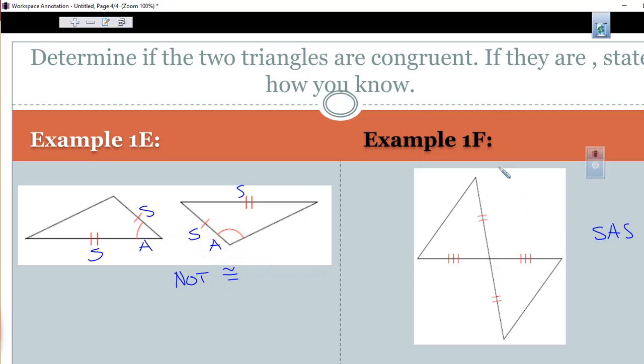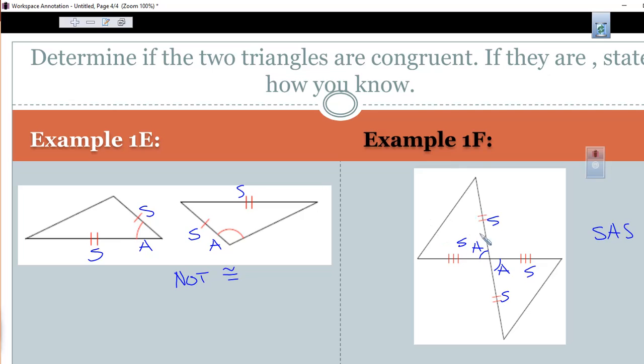And then let's look at part F. This is going to be true by side, angle, side. We have two sides congruent to two sides. And then by vertical angles, we know that these two are congruent. So there's your angle measure. The angle is in between the two sides. So therefore, this is side, angle, side.